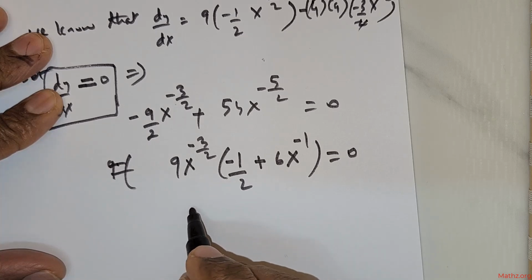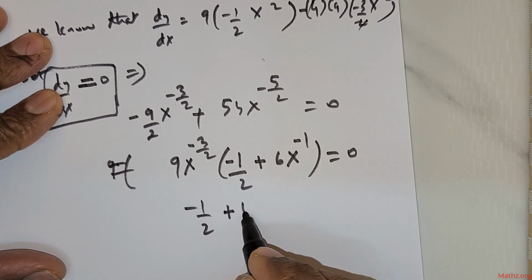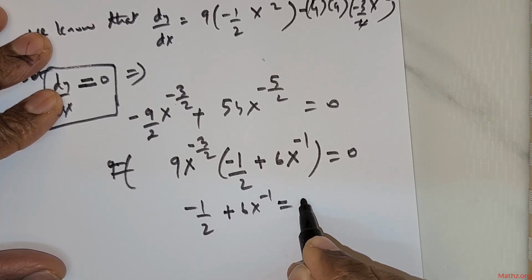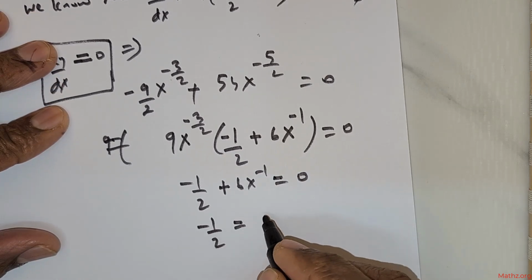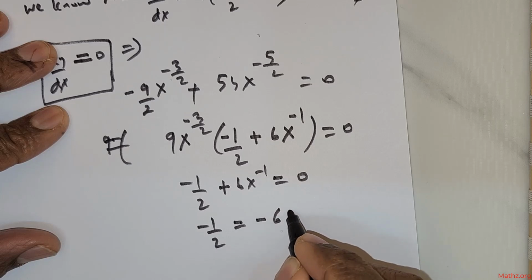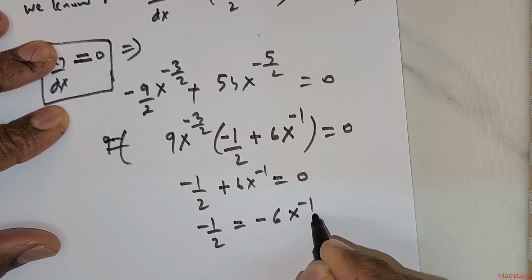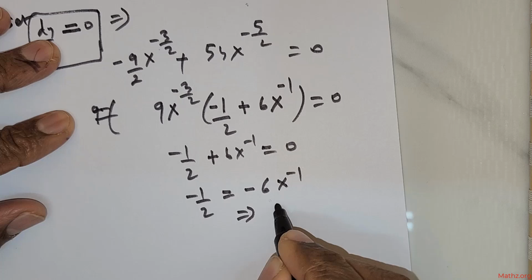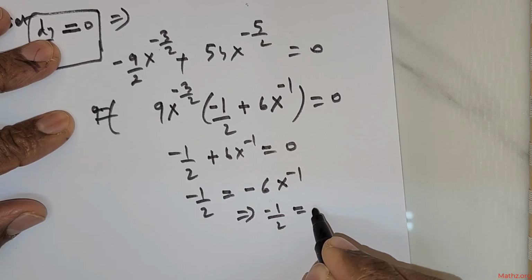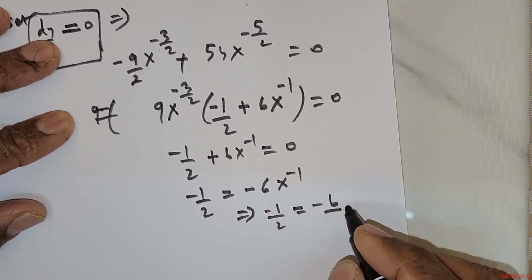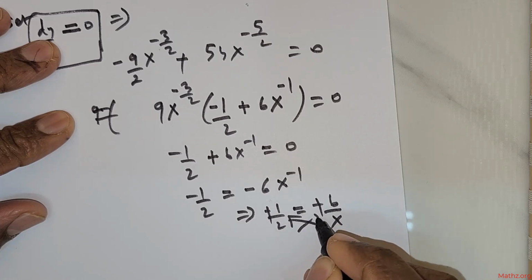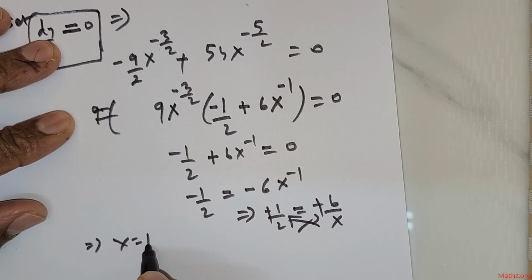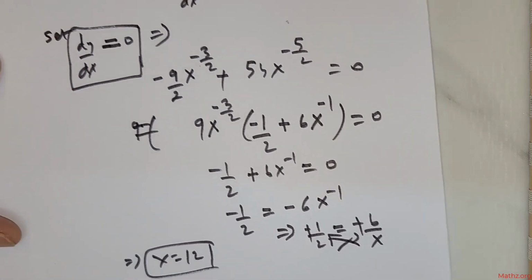Right? So this would mean negative 1 over 2 positive 6 x raised to the power of negative 1 is equal to 0. This means negative 1 over 2 is equal to negative 6 times x raised to the power of negative 1, which in turn would mean negative 1 over 2 is equal to negative 6 over x. So this will become positive, so you cross multiply. This means x is equal to 12. So that's a solution for this question.